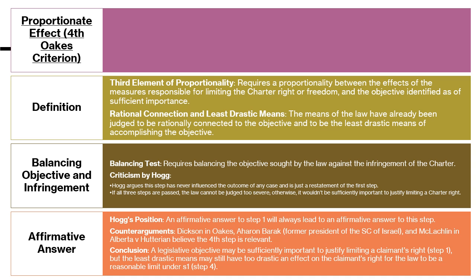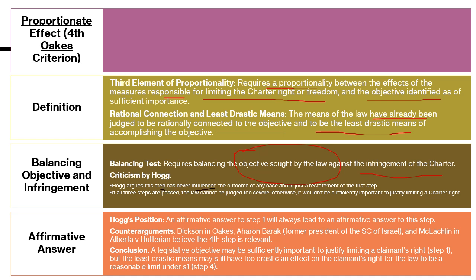Last, fourth, is proportionate effect. The third element of proportionality requires that the effect of the measure limiting the Charter right or freedom and the objective identified be of sufficient importance. Rational connection and least drastic means have already been judged, so the means of the law are rationally connected to the objective and are the least drastic means of accomplishing it. Now it requires a balance, a proportionality between the objective sought by the law and the infringement of the Charter. Peter Hogg criticized this.